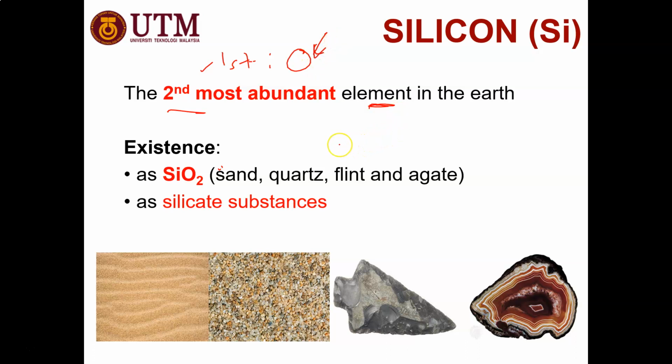So naturally you can't easily find pure silicon. So they exist in their compounds. The most common one is in the oxide form, silica or silicon dioxide. Dia ada dalam sand, quartz, flint and agate, semua gambar-gambar kat sini. Or as silicate substances. So apa tu silicate? They will be one of the compounds that we will be learning also.